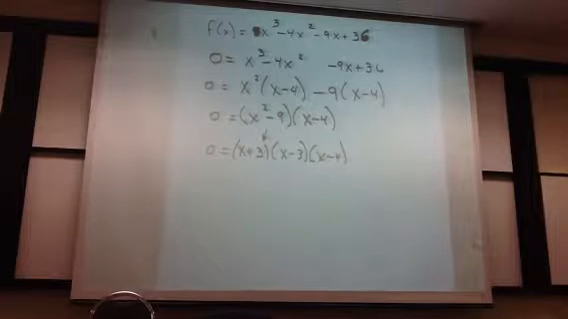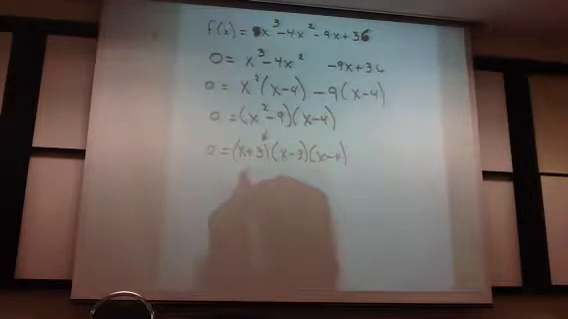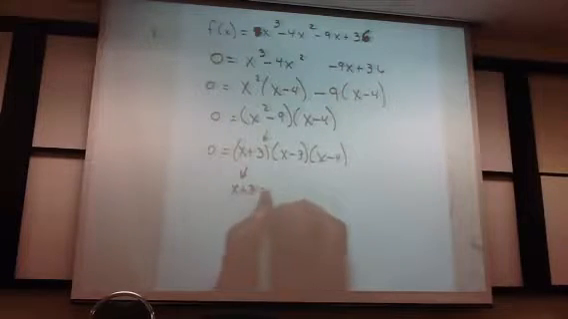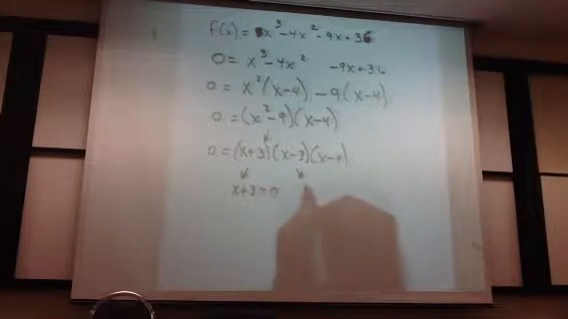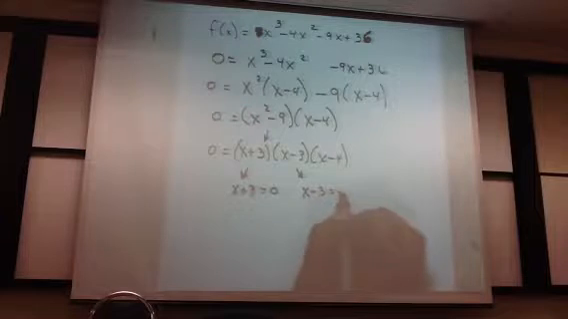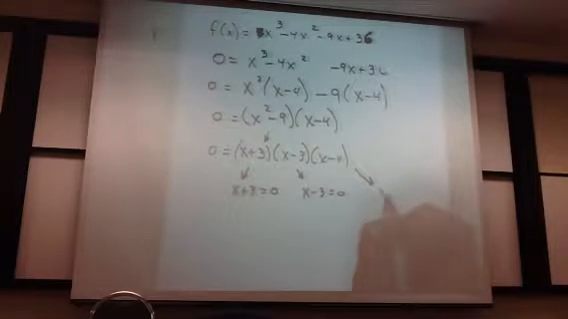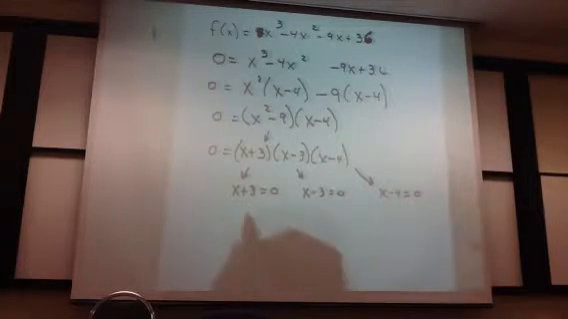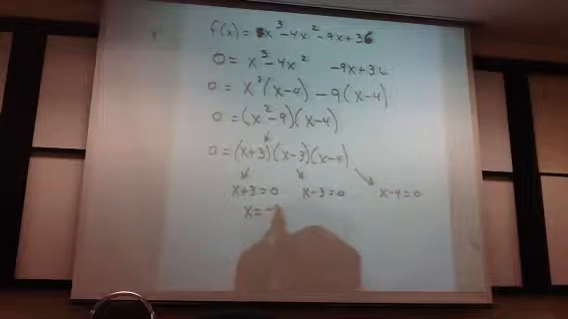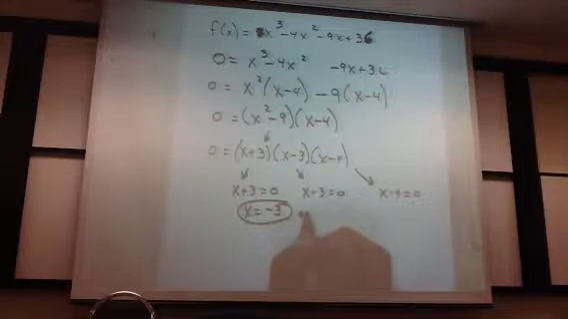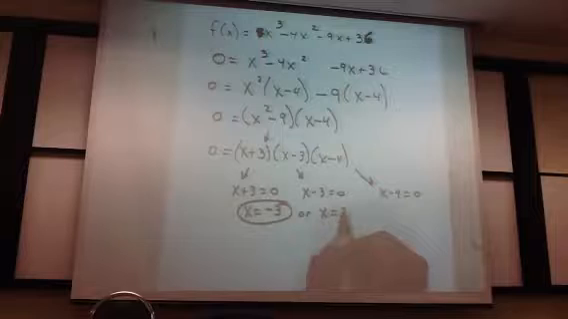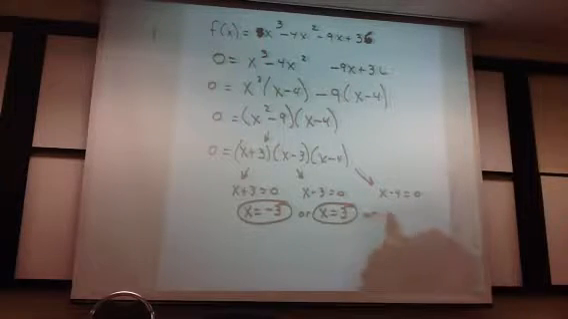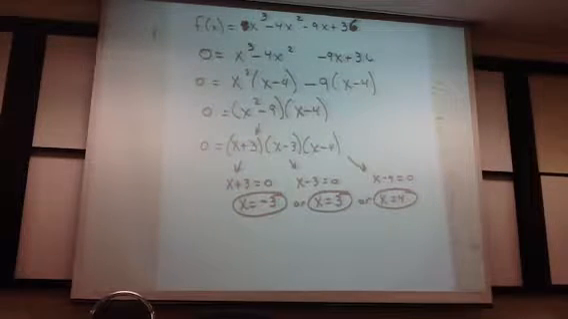Now what do we do? Set them equal to 0. Set them each equal to 0, and I have my 3 linear equations to solve. So there are the zeros of the function.